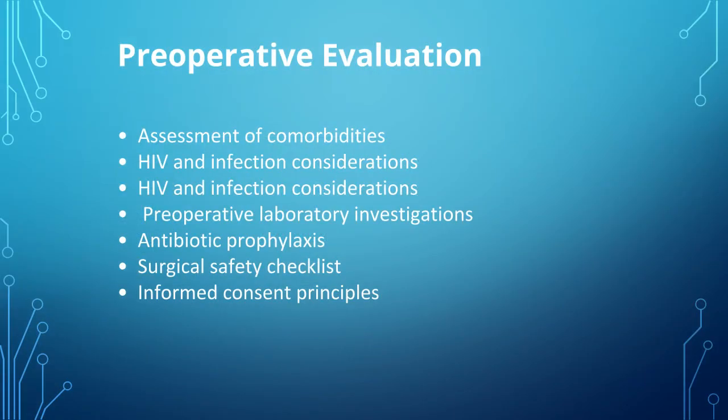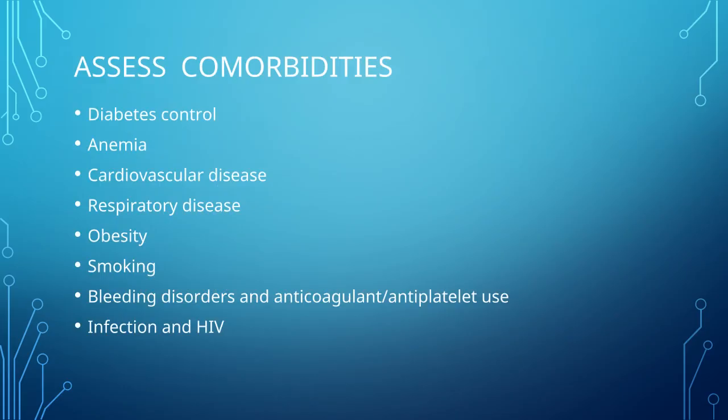Before proceeding, you should undertake an assessment of the patient's comorbidities, which are relevant to both surgical and anesthetic risk assessment. Comorbidities include HIV and local infection considerations. We will discuss preoperative laboratory investigations, antibiotic prophylaxis, surgical safety checklist, and informed consent principles. Comorbidities should be identified and managed. Diabetes should be controlled, anemia corrected, hypertension controlled, and patients with cardiac disease should be referred for consultation before surgery. Respiratory status should be assessed, and patients with COPD referred for consultation and surgery.